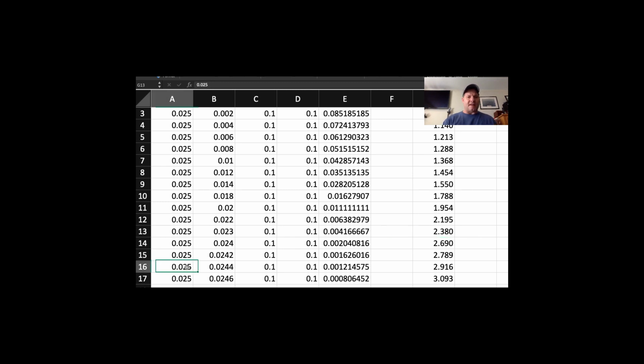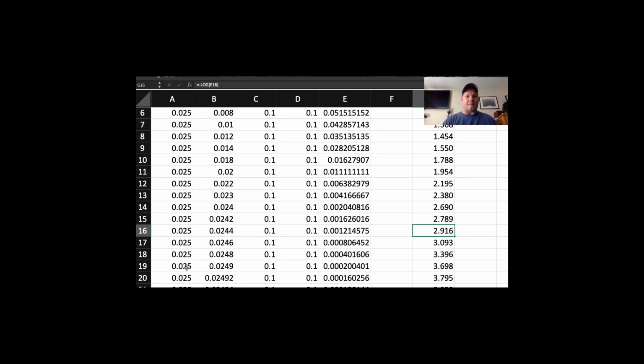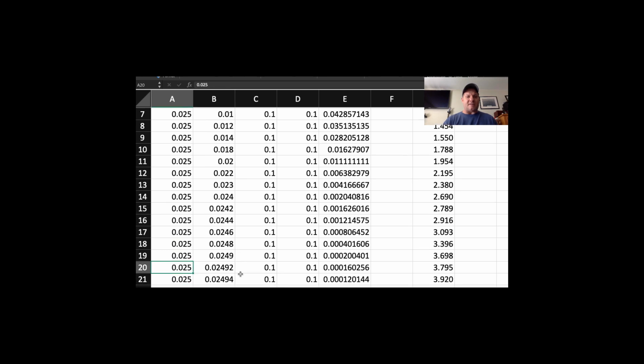Let's go a little closer. Here's my 25 milliliters of acid. I've added 24.4 milliliters of the base. My pH at that point is only 2.916. Well, aren't they supposed to reach 7? We're really close to that equivalence point, but our pH is still really low. That's just crazy. So we go way up here. Here's 25 milliliters. I'll even go one further. 25 milliliters of the acid, 24.94 milliliters of the base. We're almost at the equivalence point. 0.06 of a milliliter, and the pH is only 3.92.